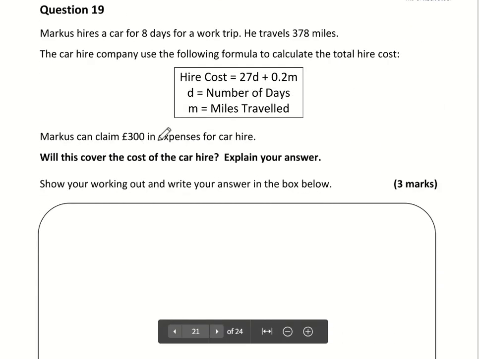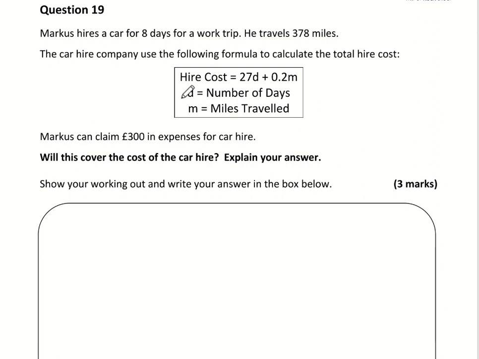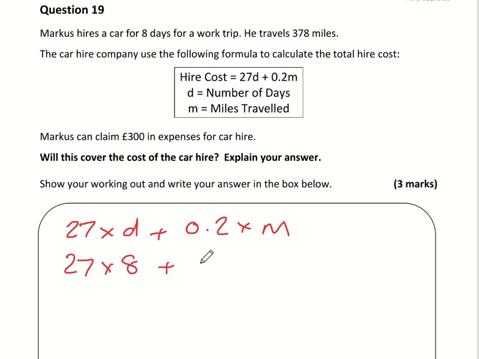Question number 19. So we're just using the formula. So remember, 27D means 27 times by D plus 0.2m, which is 0.2 times by m. So that's 27 times by 8 plus 0.2 times by 378. Your calculator should be able to cope if you just type it in like this. It will automatically do the multiplication before it does the adding. But remember, BIDMAS, you do the multiplication first.